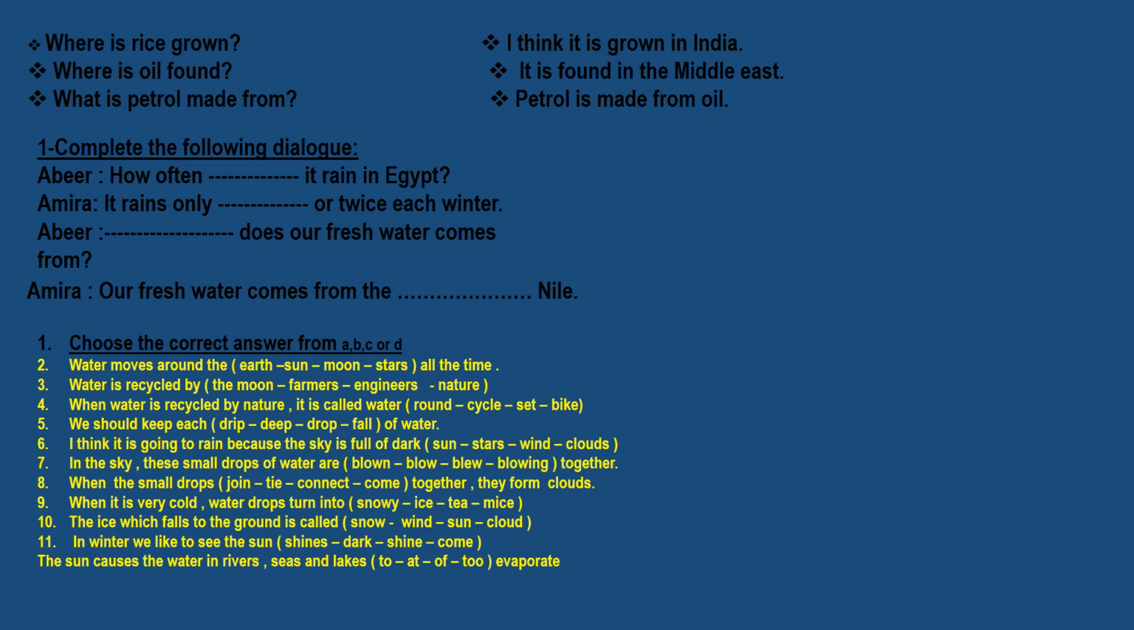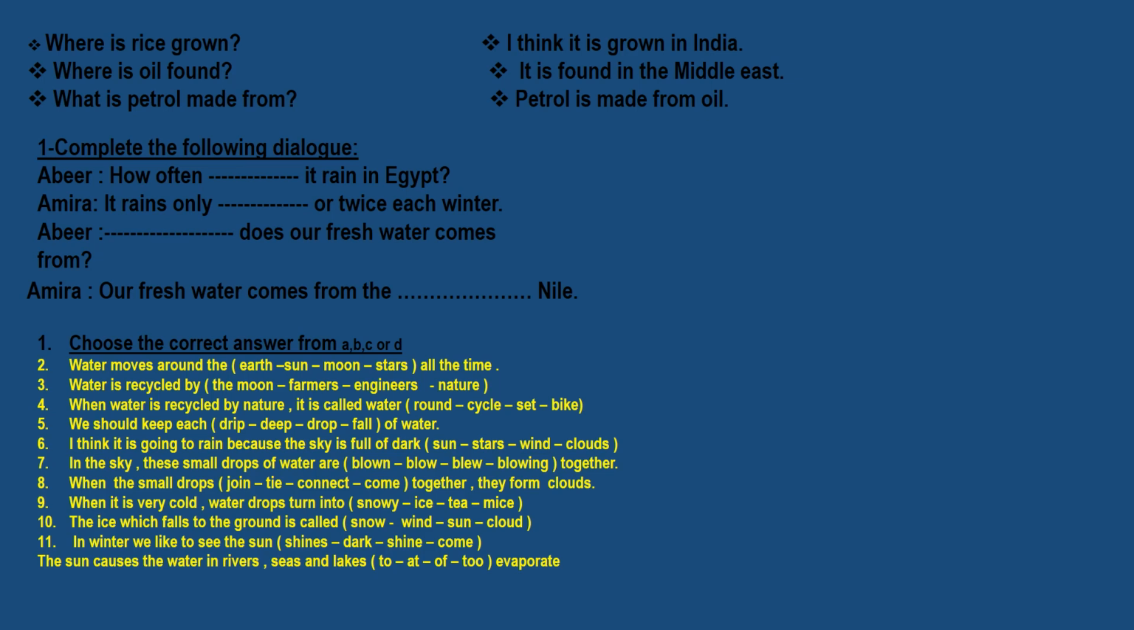Water moves around the earth all the time. Correct. Water is recycled by nature. Excellent. When water is recycled by nature, it is called the water cycle. Correct. We should keep each drop of water, not each other. I think it's going to rain because the sky is full of dark clouds. Correct. In the sky, these small drops of water are blowing together, meaning moving by the wind.